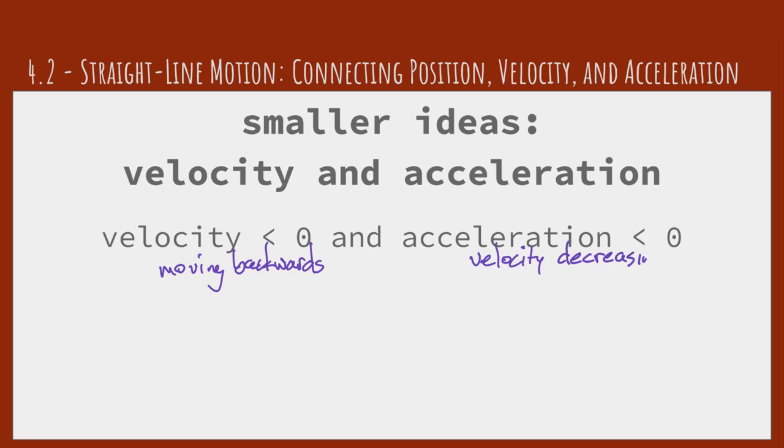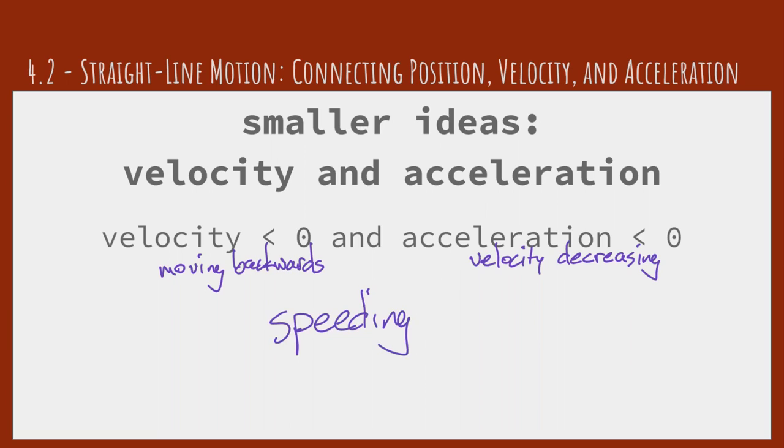So in this case, if the velocity is negative, say negative 20 miles per hour, and the velocity is decreasing, it's going from negative 20 to negative 21 to negative 22. So the magnitude of our velocity is getting bigger, and we're actually speeding up.